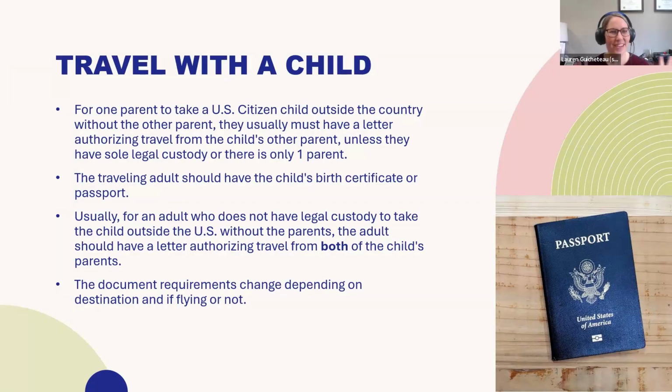So those are the two main forms, but there is a third form in this handout, which is if someone is going to be traveling with a child and they don't necessarily have custody of that child. So generally, if one parent is trying to take a US citizen child outside of the country without the other parent, they usually need a letter from the other parent authorizing travel with that child, unless they have sole legal custody that's already been designated by a court order, or there's only one parent. The traveling adult also needs to have the child's birth certificate or their passport, sort of those important documents that are needed to travel. And if somebody's traveling and it's not their child, they usually need a signed affidavit from both parents.